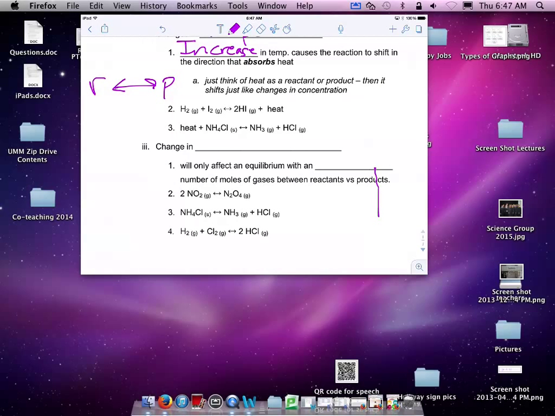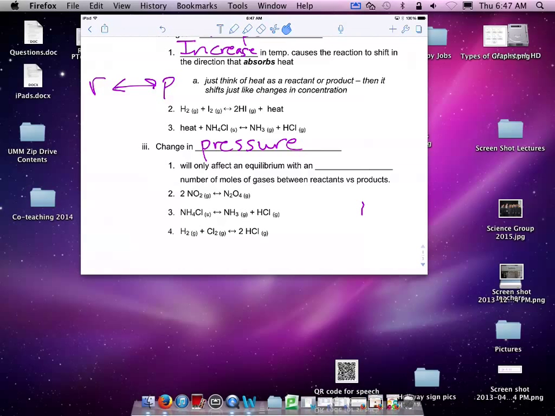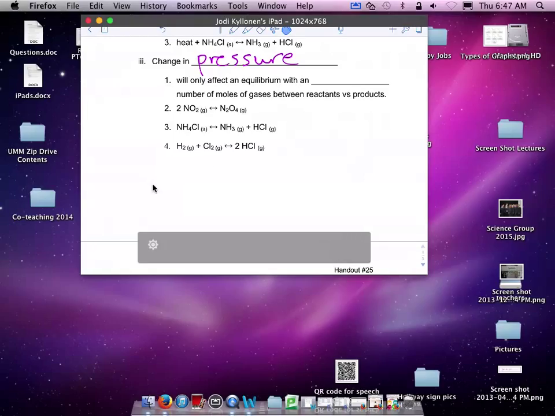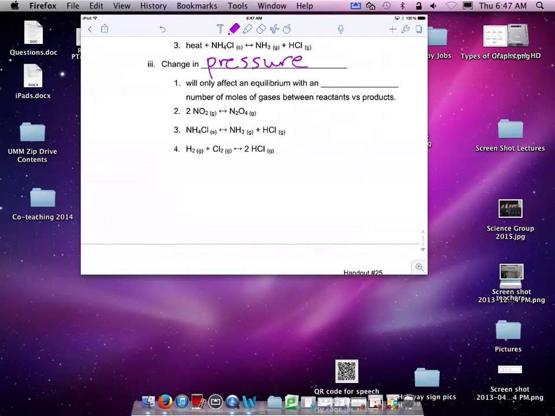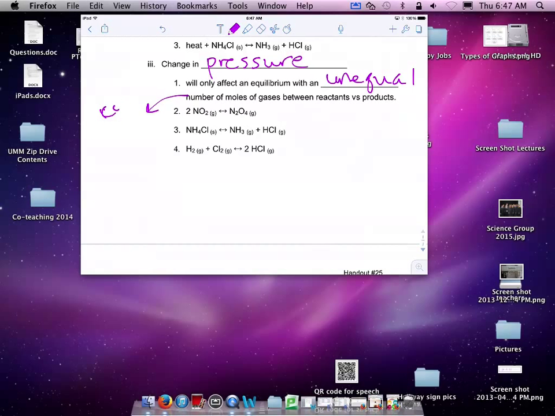The third thing that I want to talk about is, well, what about changes in pressure? That's the third stressor that can happen. And still we're talking about reactants and products. The only thing that's different though is that maybe you remember from other places that pressure only matters when we're talking about gases. That's the only state of matter that really is affected by pressure. And even more specifically, it's only going to affect the equilibrium if you have an unequal number of moles of gases between your reactants and your products. And remember, to get the number of moles, really you're just looking at the coefficients.